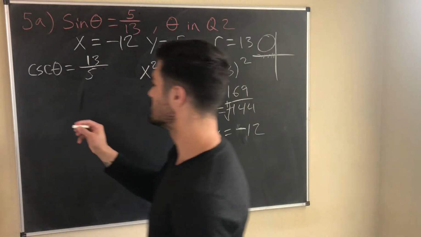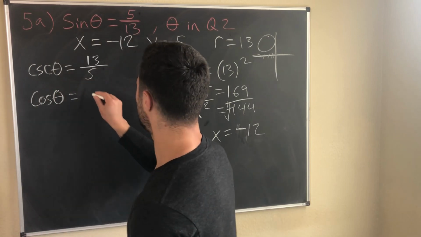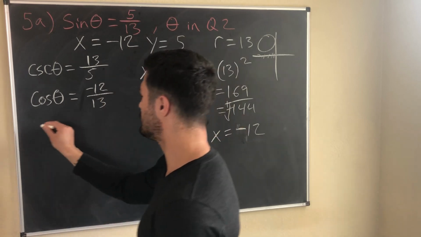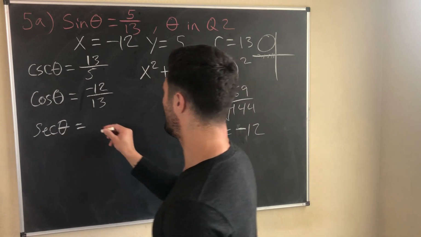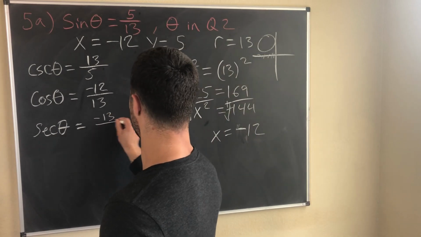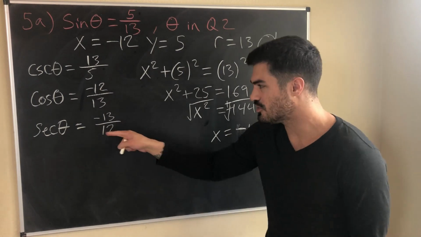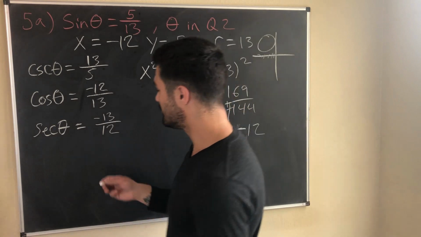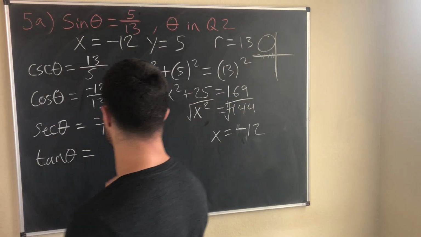Now we're going to use our definitions. Cosine is what? X over r, which means that cosine theta is negative 12 over 13. We have the reciprocal of cosine, that's secant. Secant theta, I can just flip cosine, I get negative 13 over 12. And maybe you're thinking, wait a minute, shouldn't the negative be in the denominator? Same thing, you can move it up, you can bring it down, you can move it out, you can flip it all around. Flip it and reverse it, do all that stuff. Same thing. Tangent theta equals what?